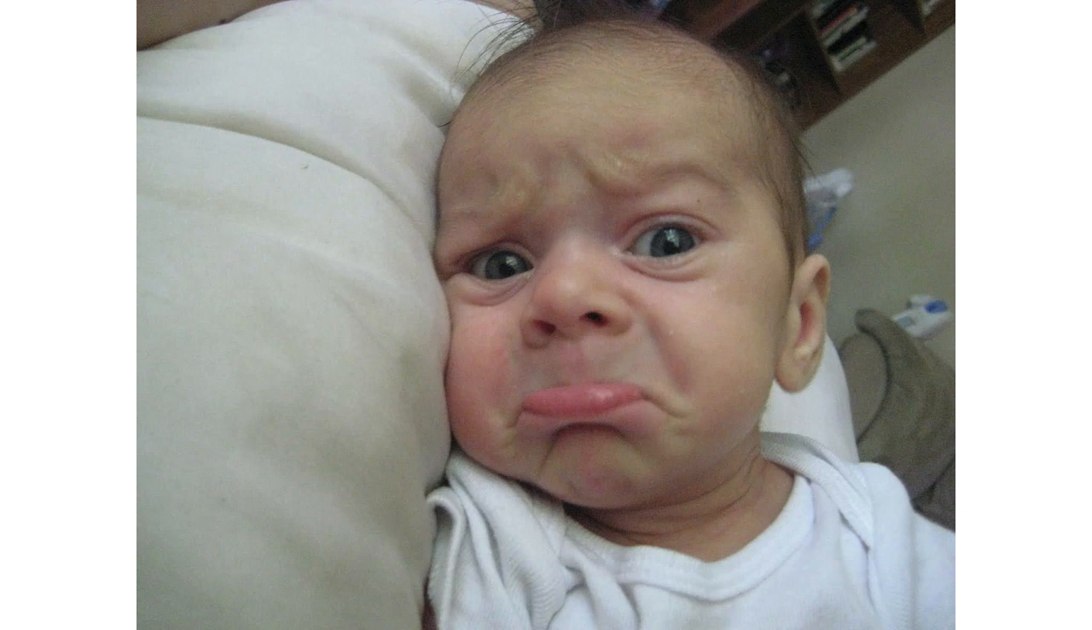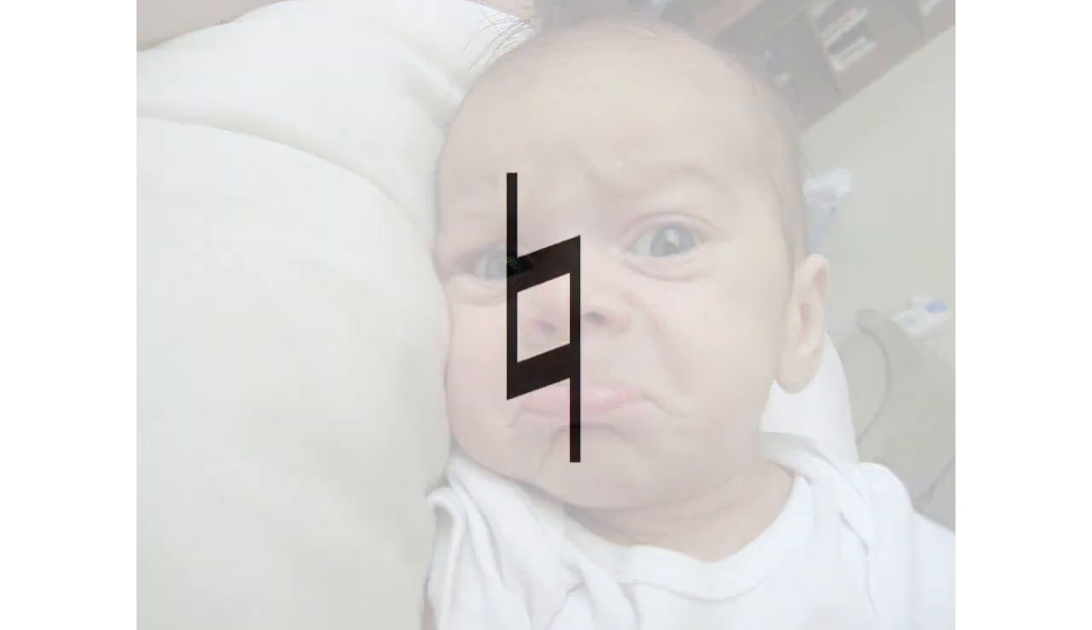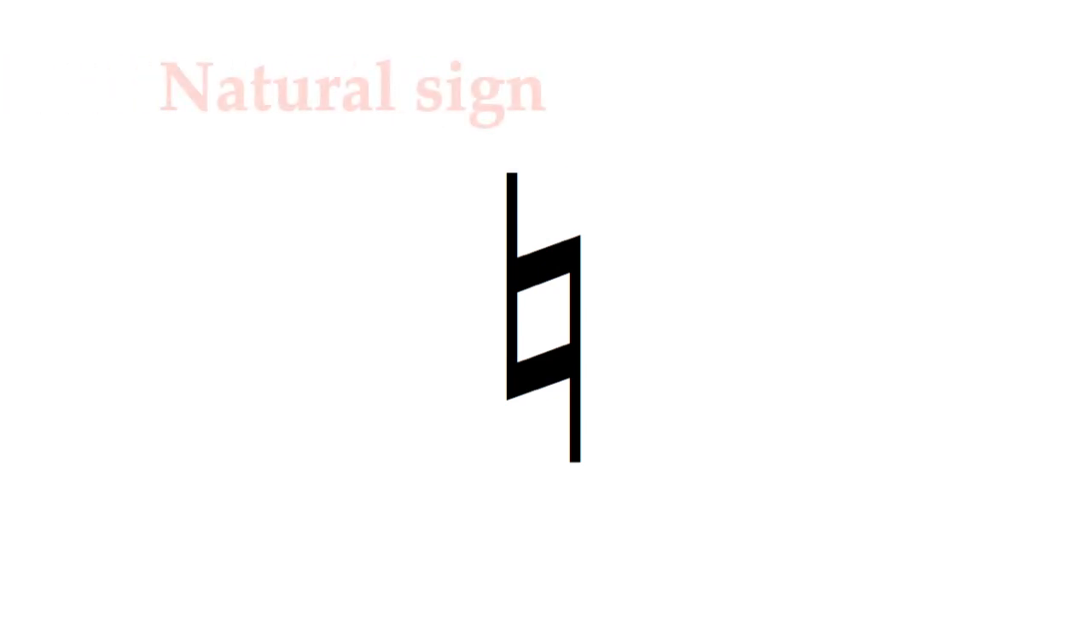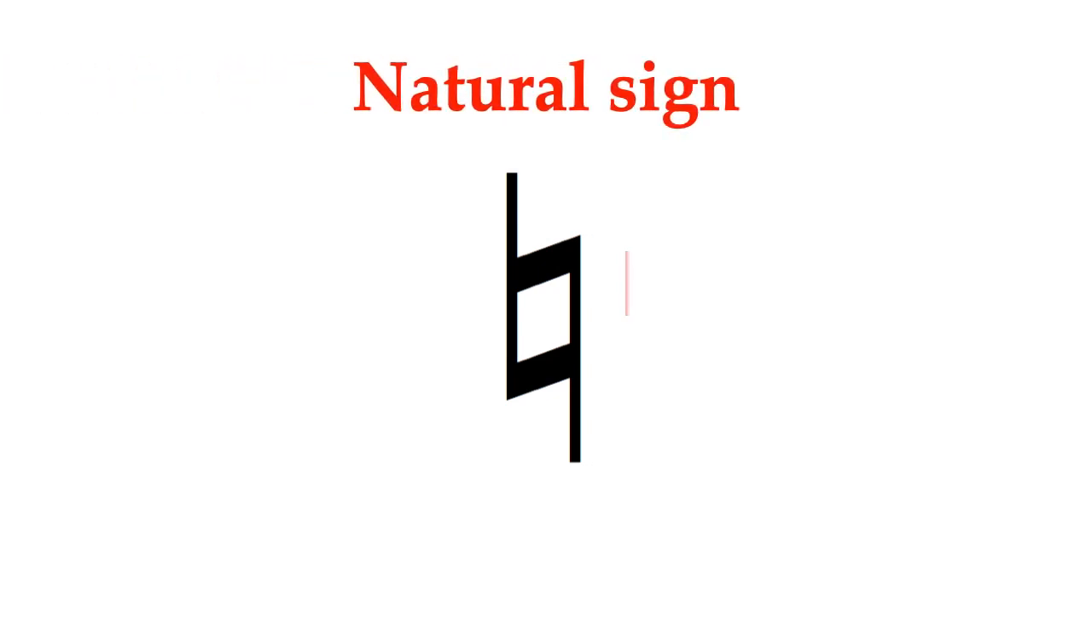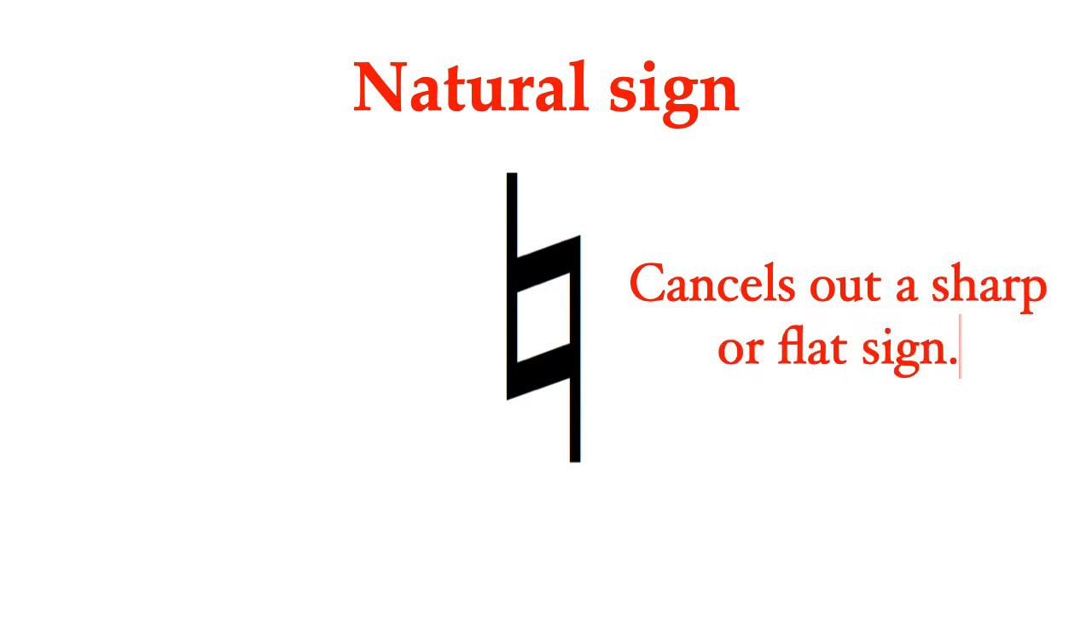The third type of accidental we're going to talk about is the natural sign. A natural sign cancels out a sharp or a flat sign. Here's an example of how we might use a natural sign in music.